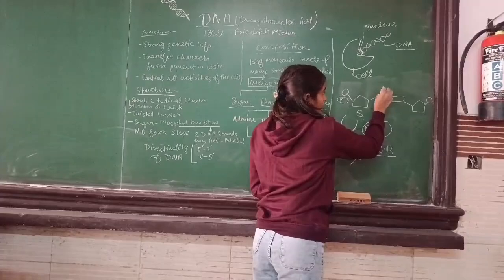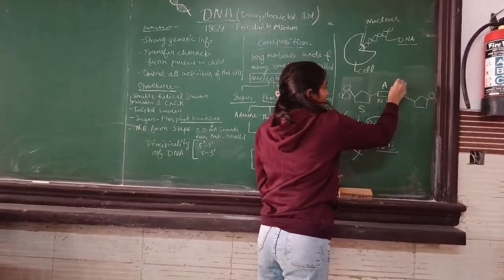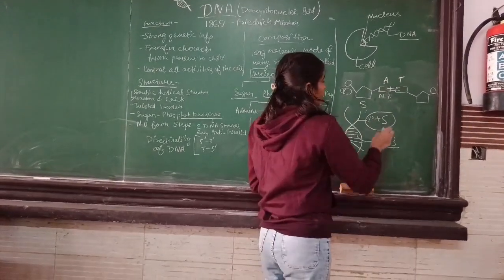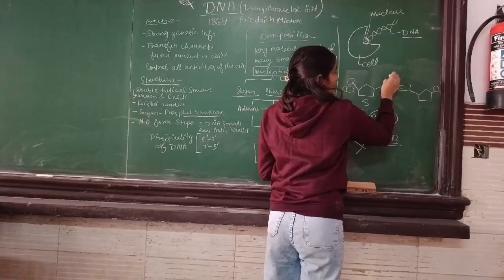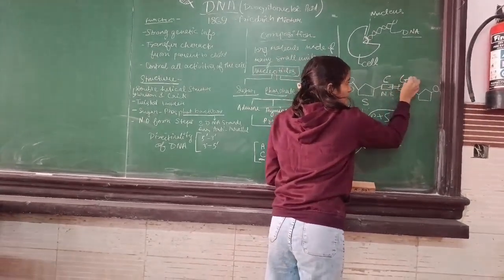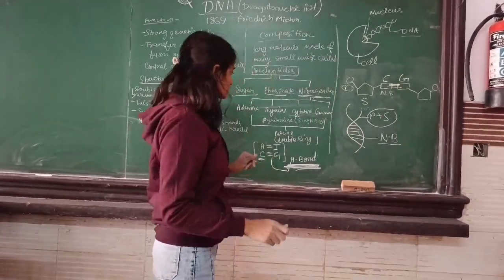If I have adenine, then I must have thymine here with a double hydrogen bond. If I have cytosine here, then I must have guanine on this side with a triple hydrogen bond.